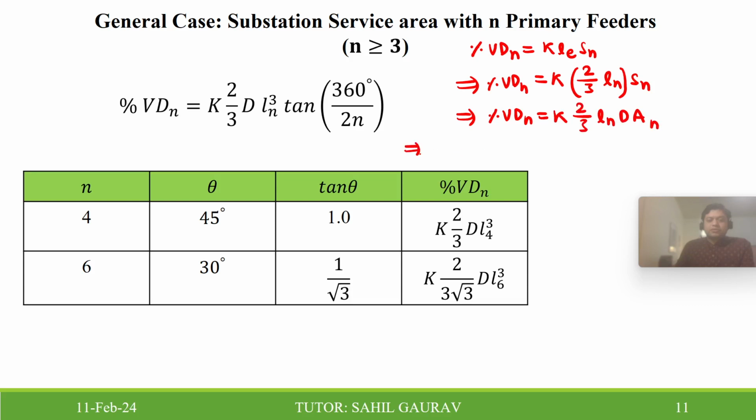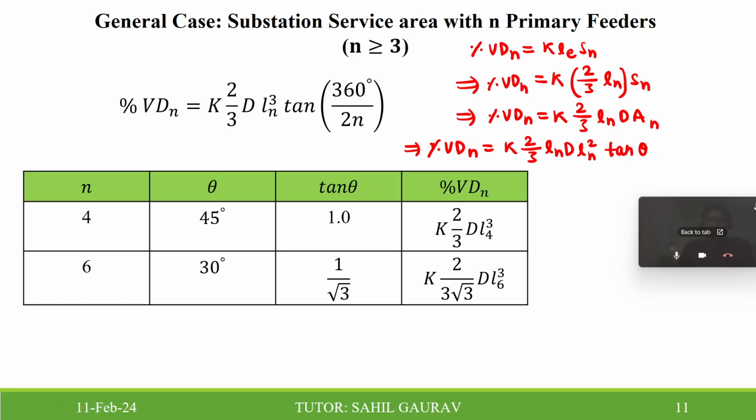and again K into 2 by third of ln, and An we can write ln square tan theta, and tan theta we know that theta equal to 360 divided by 2n. So you will get this final expression, this one.